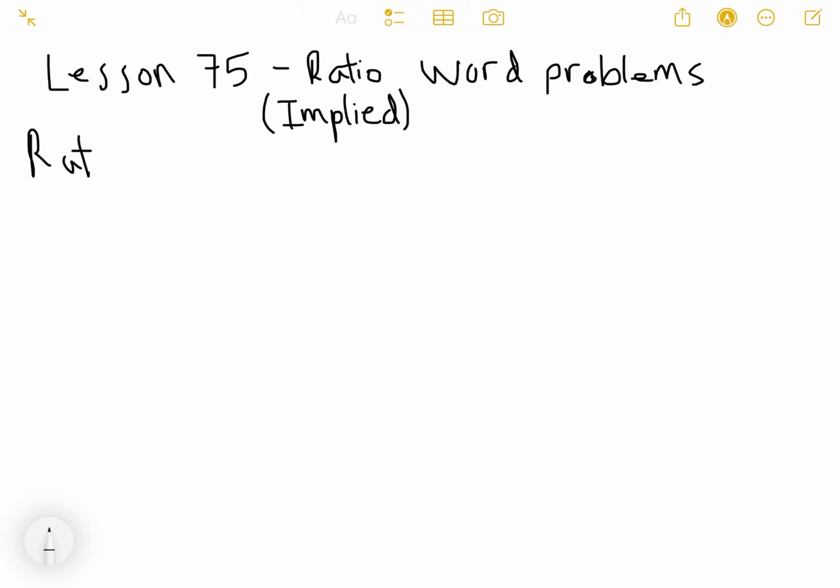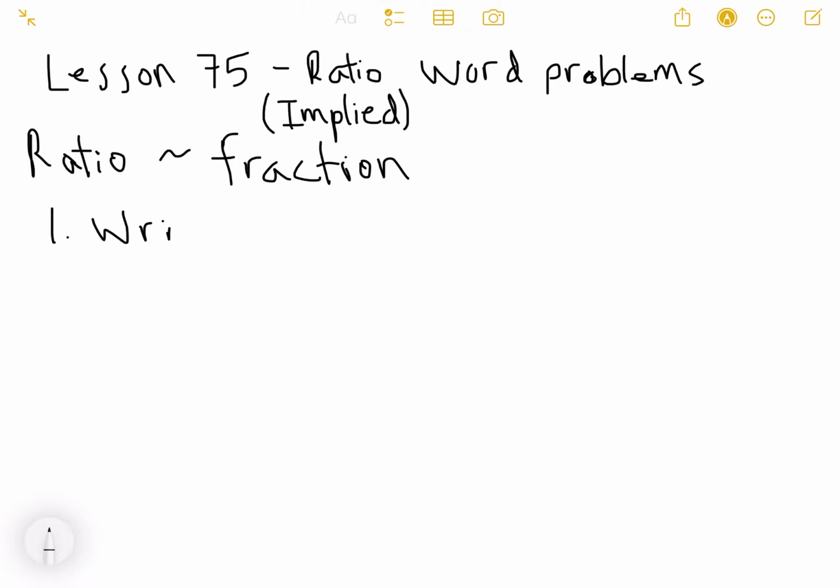Okay, so a ratio is pretty much a fraction. We know what fractions are, right? Fractions are something over something else. So if I'm going to solve these word problems, let me write a couple of steps here. The first thing I want you to do is write down your units.